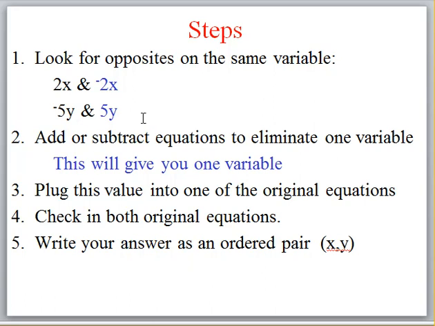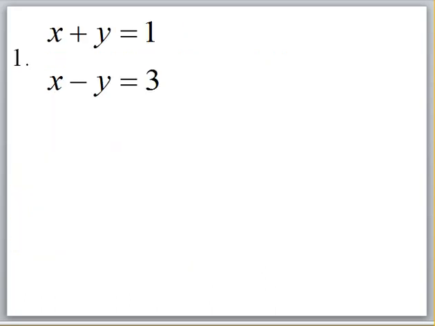What we're going to do is add those together, and then plug that value that we get when we solve back into the original, and then check to make sure they work in both equations, and we'll write our answer as an ordered pair. So the first example, this is called elimination. It's also just a method where we're adding columns together.